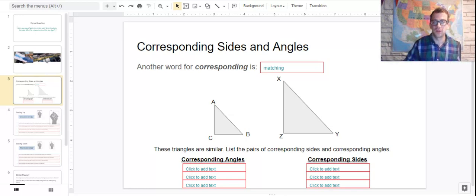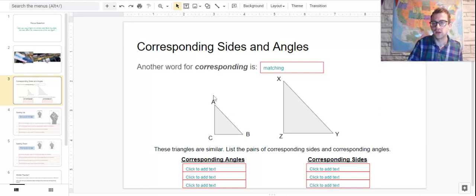So when you see these two triangles, the smaller one, triangle A, B, and C, and the bigger one, triangle X, Y, and Z, first of all, we can see that those two triangles are similar. They sort of look like the same triangle, just XYZ is bigger, but the general shape is the same. So we can say those two triangles are similar. That means that they have corresponding angles and corresponding sides.